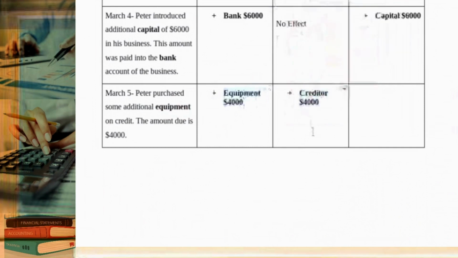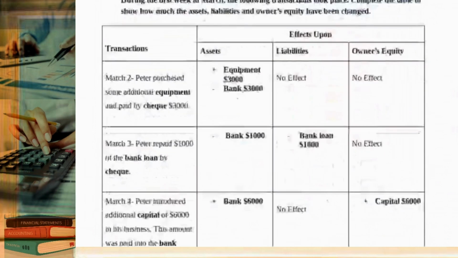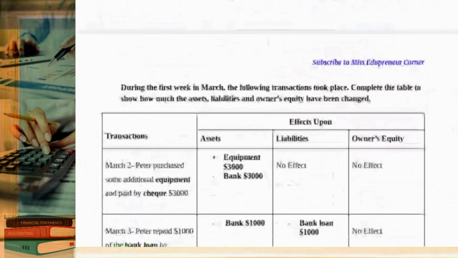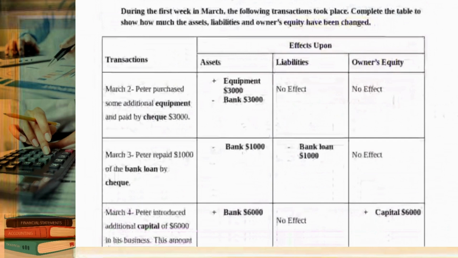And this final transaction did not have any effect on owner's equity. So we simply put no effect. And now we would have completed all the transactions in the table. So the first transaction would have signified that two assets or various combinations of assets were being affected. The second transaction would have showed that an asset and a liability were being affected. And the third transaction would have revealed that an asset and owner's equity were being affected.